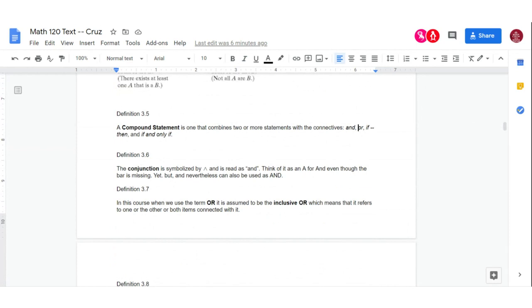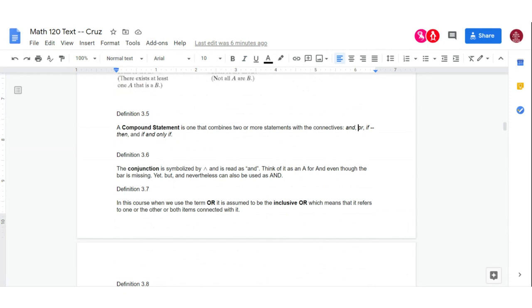Now, the two basic ones are or and and. Let's look at and first. And is essentially the same thing as what we talked about in set theory, when we talked about intersection. If you're on this street and this street, you're at the intersection. So it's the same idea.